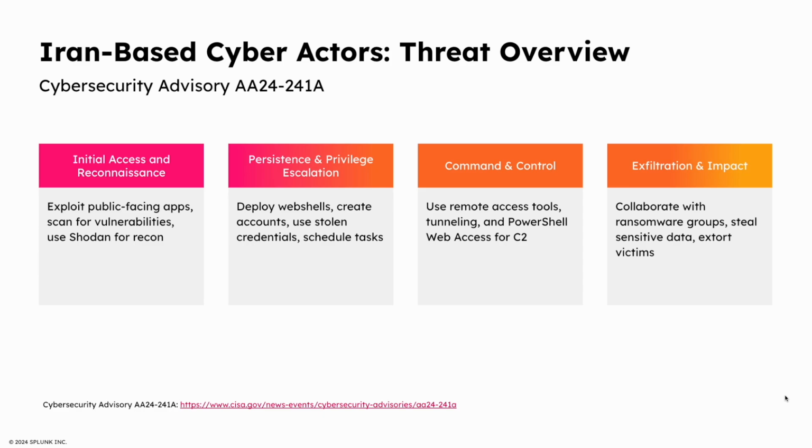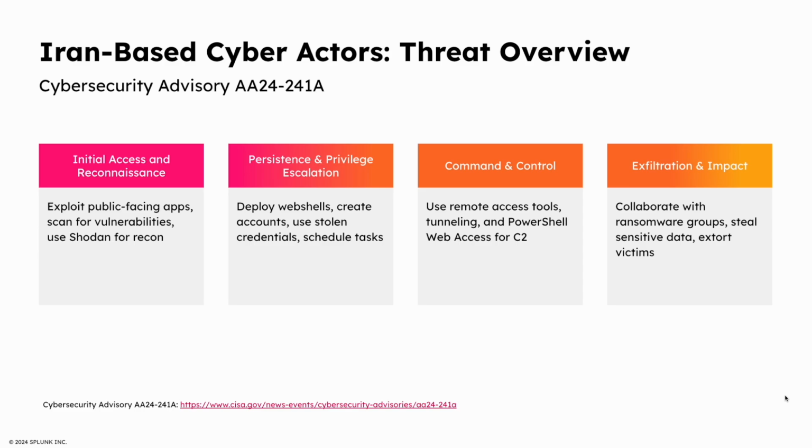But the one piece here that I think is very interesting is PowerShell Web Access. It's lightly mentioned in the report. It's lightly mentioned on the main advisory. And then that's it. Nothing else. And then the impact, right? So they collaborate with ransomware groups, steal data, extort victims, kind of common stuff here. But the PowerShell piece stood out to me.